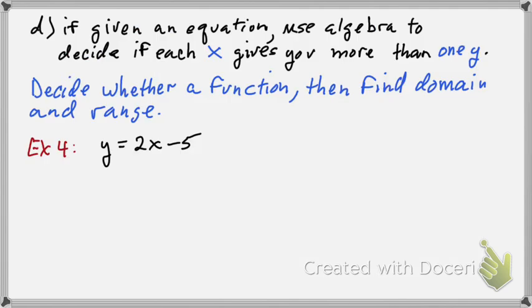Let's get back to here. So for this one, 2x minus 5. What's the domain? Ask yourself, does it fall under one of those two exceptions? Is there a divide by 0? No. Is there an even root radical that's negative? No. So it can be anything. X can be literally anything.